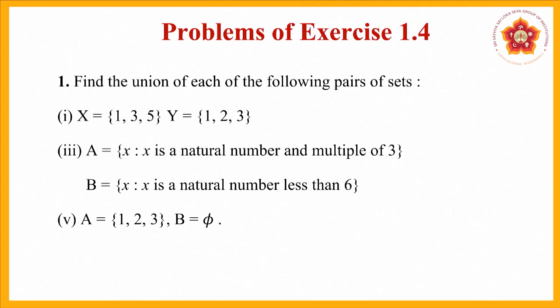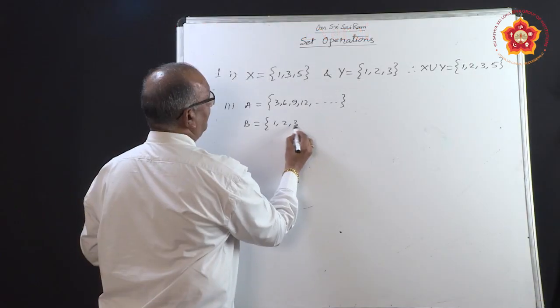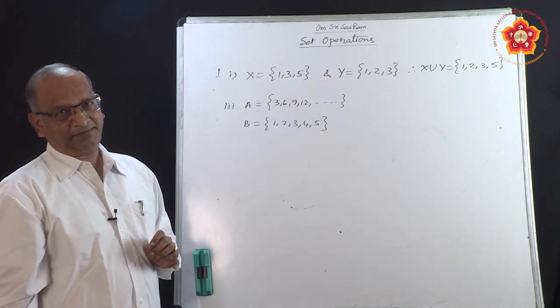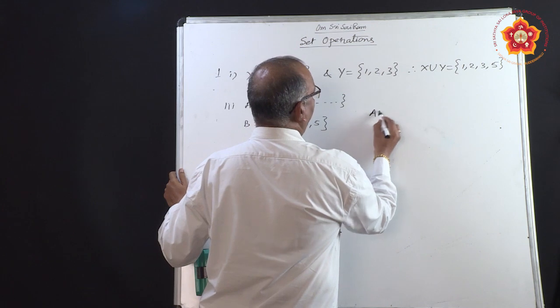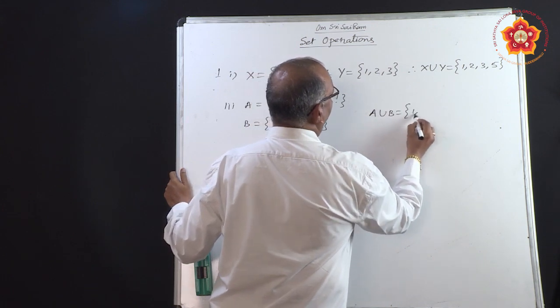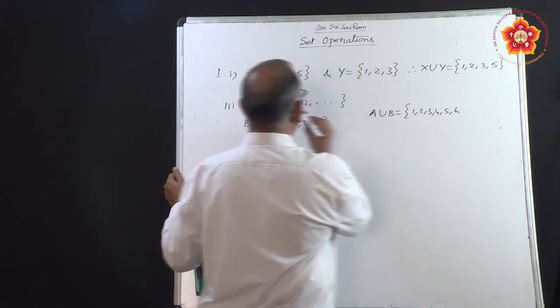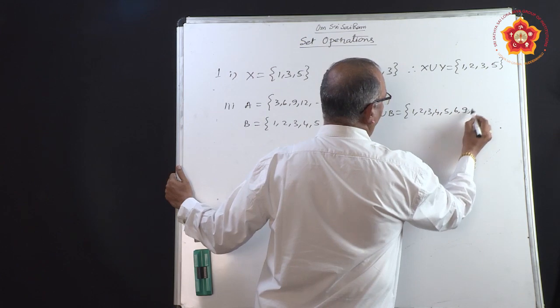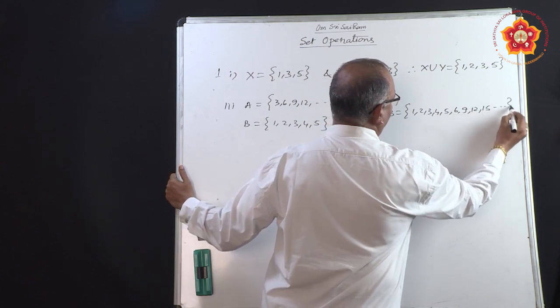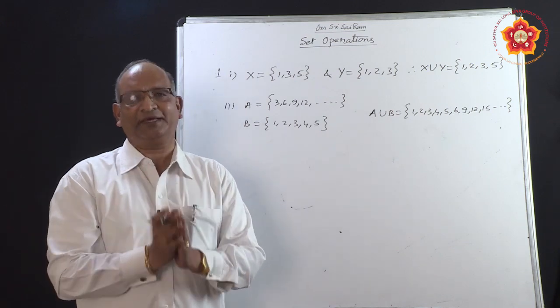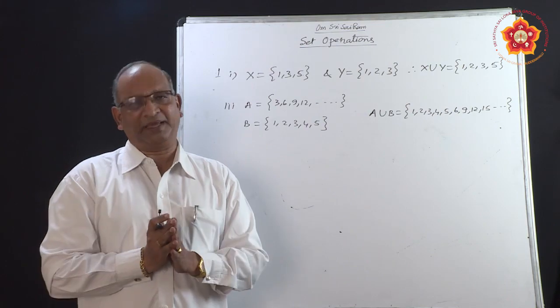Second set contains natural numbers less than 6. B is equal to natural numbers less than 6. Now tell me what is the union. What is A union B? A union B equal to 1, 2, 3, 4, 5, 6. After 6, only multiples of 3, that is 9, 12, 15, and so on. Basically, union means simply putting the elements together of A or B.